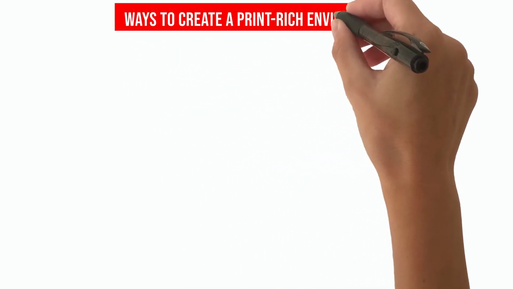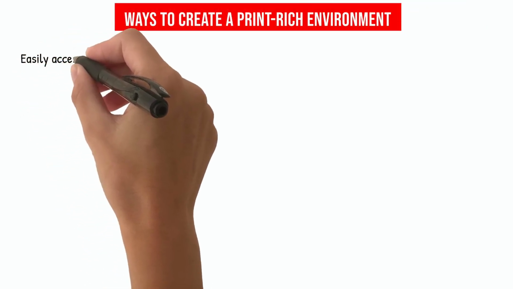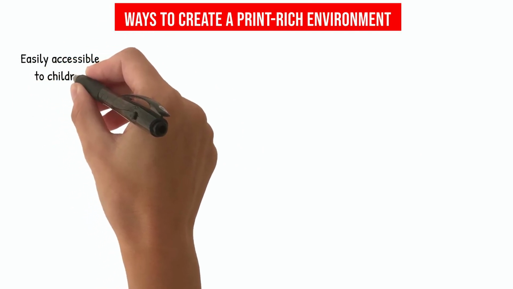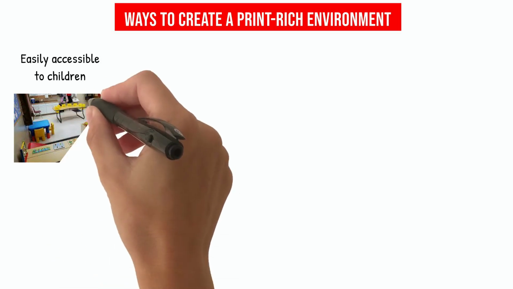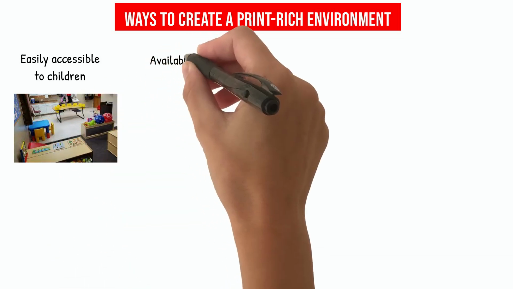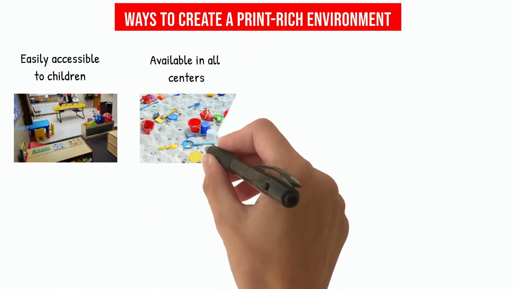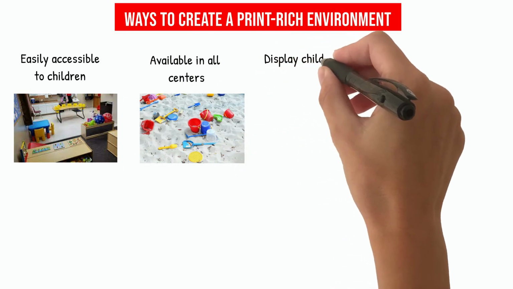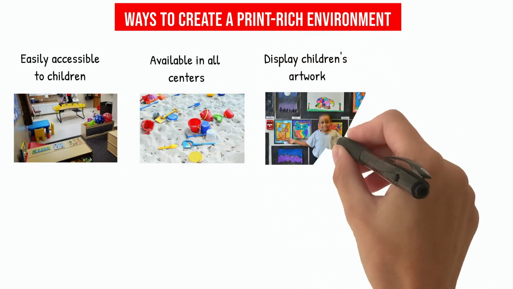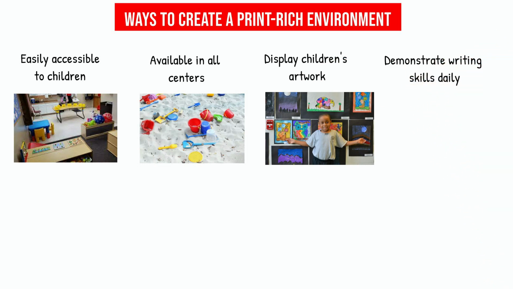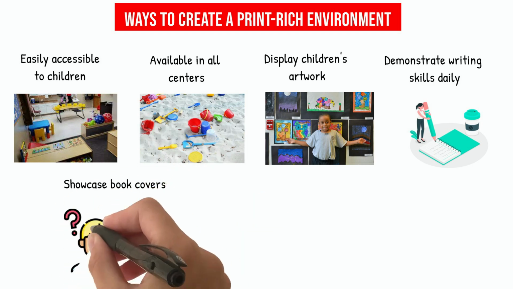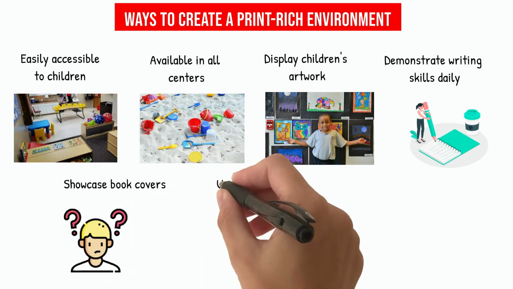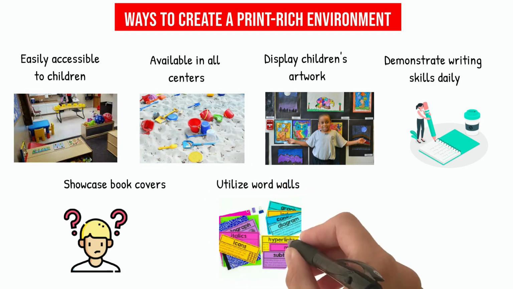Ways to create a print-rich environment. Here are some suggestions for establishing a print-rich environment. Ensure that print materials are easily accessible to children at their eye level. Make sure that writing materials are available in all centers within the learning space. Display children's artwork and written work throughout the room. Demonstrate writing skills daily, using predictable charts or morning messages, for instance. Showcase book covers rather than just book spines to pique children's curiosity. Utilize word walls. Display environmental print.